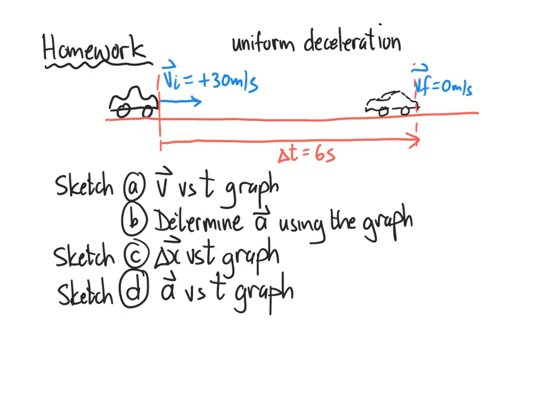But for the homework, I would like you to sketch the velocity versus time graph for this particular system, determine the acceleration using the graph, in other words using the gradient of the graph, then sketch the change in position versus time graph using the area under the graph, and then sketch the acceleration versus time graph. Prepare yourself for the fact that these graphs are going to look slightly different to the graphs we have done in the two previous examples. So please do this, and in the next video we will look at the solution to this problem, and then we'll delve deeper into equations of motion.